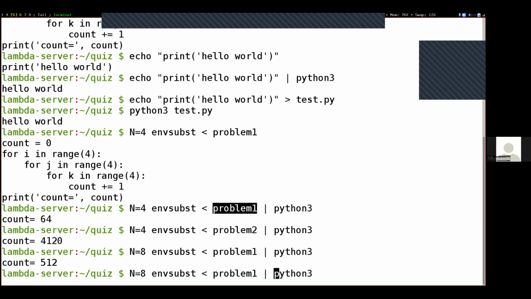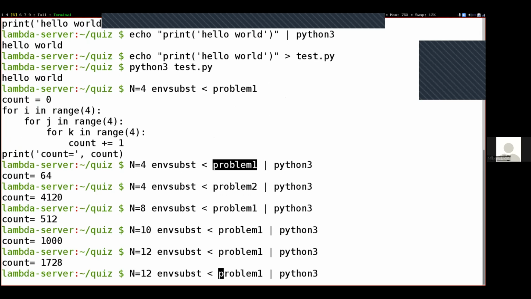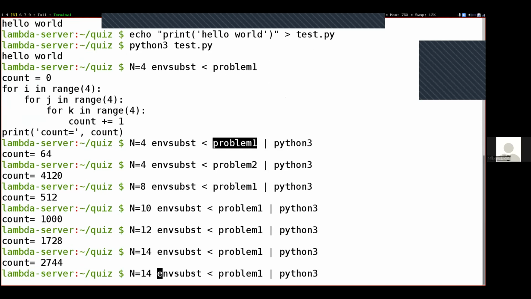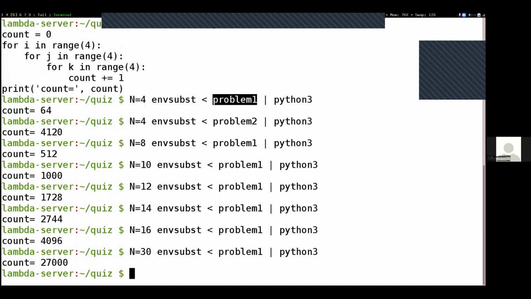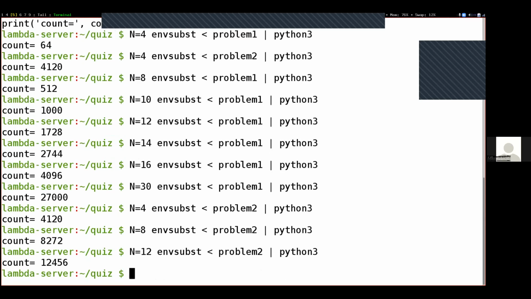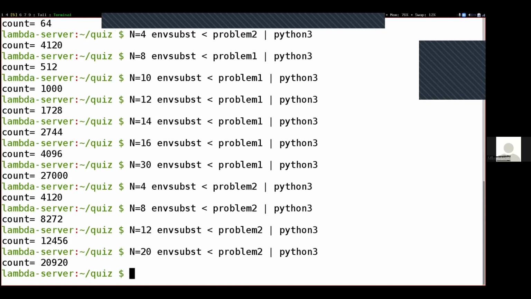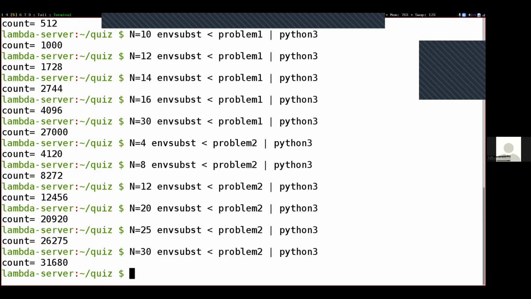And things get bigger as we change these values. The number gets bigger and bigger and bigger. And let's jump up all the way to, say, 30, and we get a really big number, 27,000 down here. If I change this to problem 2, similarly, the numbers are going to start off bigger than the other ones. But they'll keep getting bigger as I change these numbers. But the rate at which it's getting bigger is slowing down. It's not quite as big as the rate that problem 1 was getting bigger.